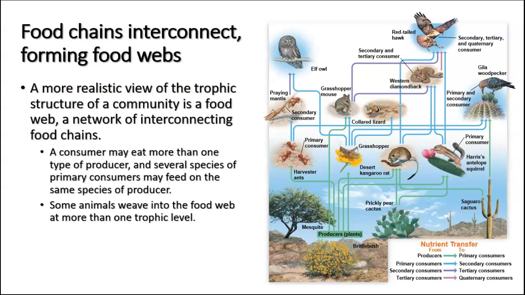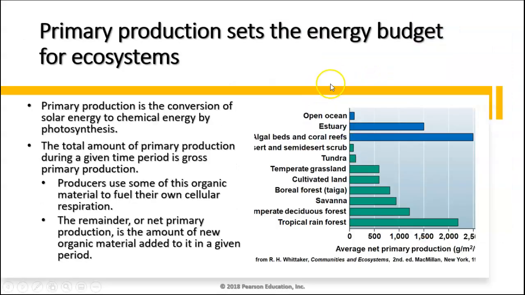So the big thing is to realize that some of these animals are going to be eating at different levels depending on what it is they're eating. When the hawk eats the kangaroo rat, it would be a secondary consumer. When it eats the grasshopper mouse that ate the grasshopper, that ate the plant, then that would make it a tertiary consumer, and so forth. So there are lots of different feeding relationships there. It's much more complex because animals weave into the web at more than one trophic level.